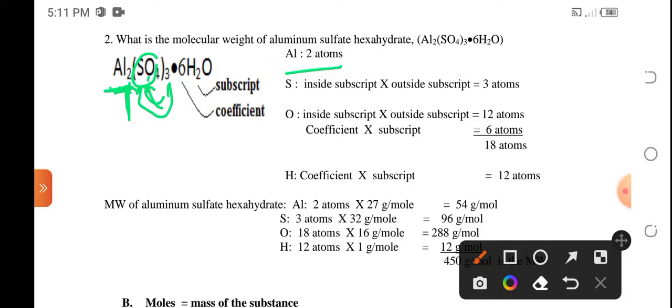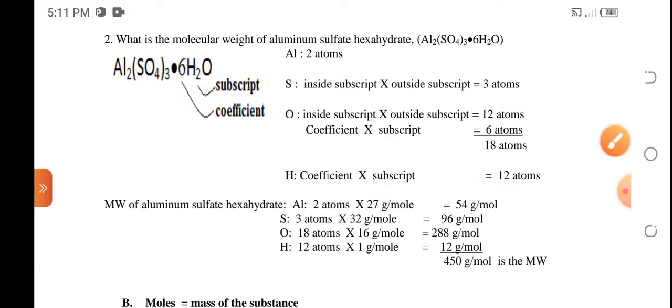So sulfur will have 3 because the inside is 1 and the outside is 3, so that's 1 times 3. For oxygen, it is 4 times 3. So that's 12. But since may oxygen pa tayo dito sa hydrate, we're going to have the coefficient multiplied to the subscript of the element that follows it. So that is 6 times 1. So that's 6. And that's for oxygen. For hydrogen, it's 6 coefficient times 2, or that is 12.